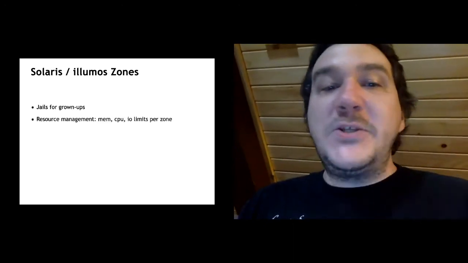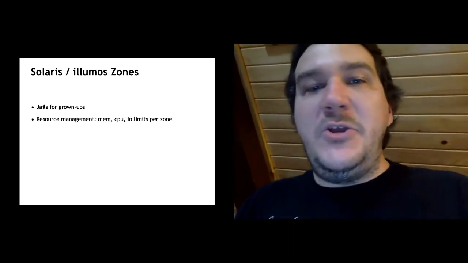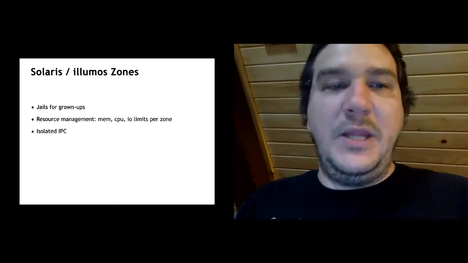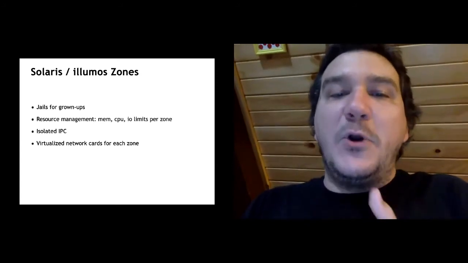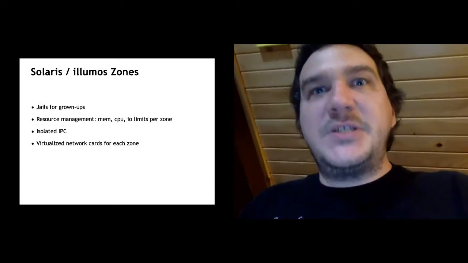So Solaris, so people at Sun Microsystems are like, okay, we're going to do this right. We're going to add resource management. So we're going to say like, you can't use more than a certain amount of RAM. You have CPU share limits. We're going to provide isolated IPC. Each zone gets its own virtual network card. So this starts to sound more mature, right?